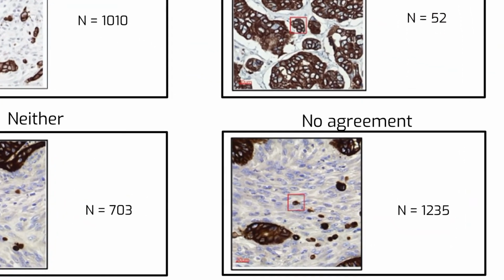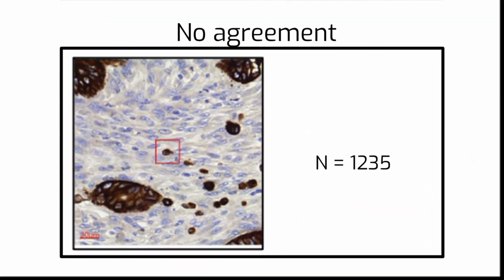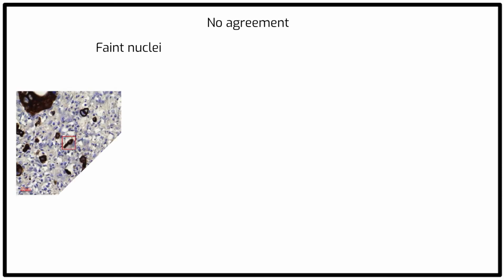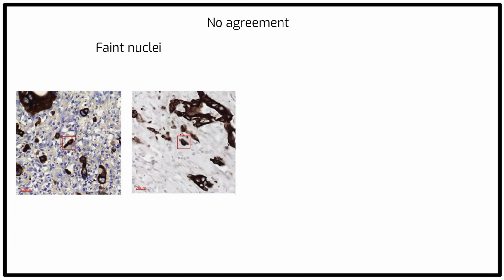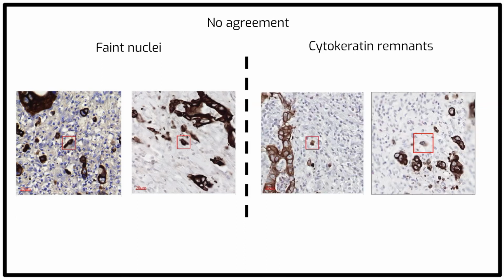If we look closer at the objects without agreement, then we can see that some of these cases have very faint nuclei visible, making it very hard to identify if those objects were actual tumor buds or not. Another issue that we found was with so-called cytokeratin remnants. These are small regions that are stained, but don't actually represent the cell and might have caused some confusion.